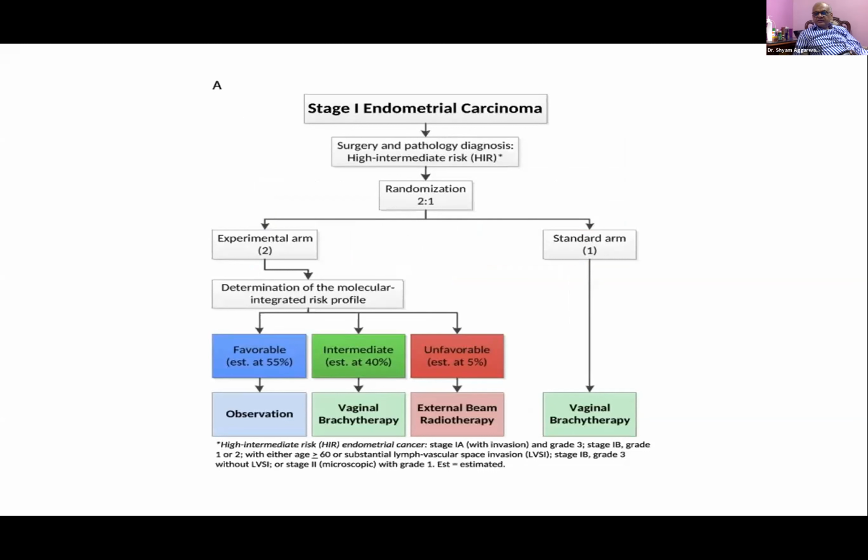Jaya, you agree? Yes, that's a futuristic thing. And of course, we need more validated data and the POTEC 4A trial. So all these, we await the trial results. Anybody, Dr. Rupinder wants to make a comment? Yeah, Dr. Kanan. I just want a clarification from Dr. Jaya. Any Indian data on the molecular integrated risk profile and the survival that we have?